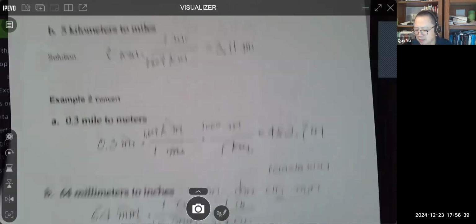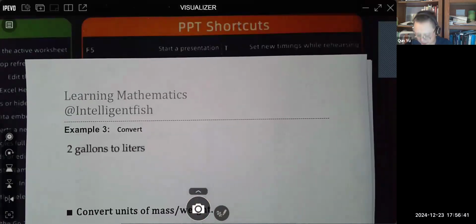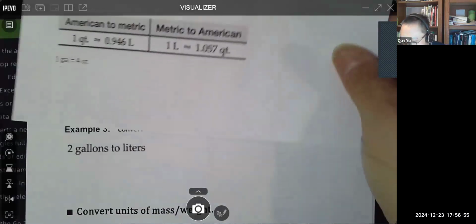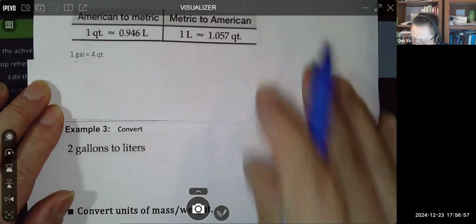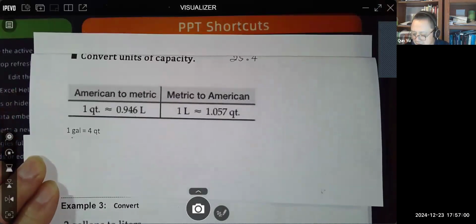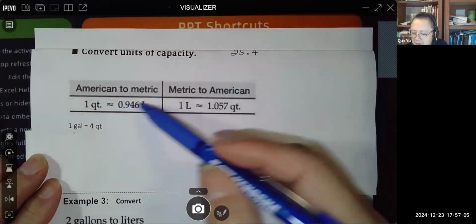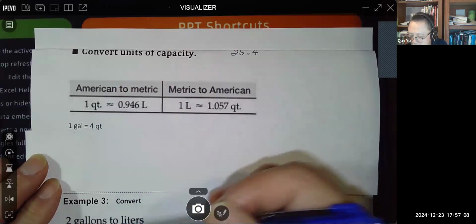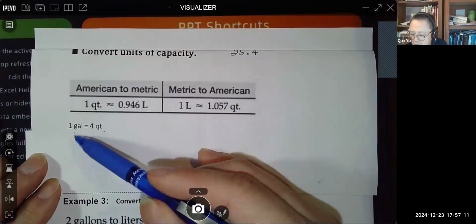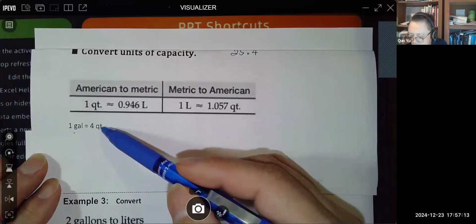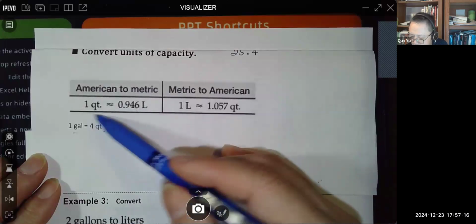So now let's look at our first example here. We want to convert from gallon to liters. Apparently, gallon is an English system, American system. Liter is a metric system. So now, if you look at this chart up here, we want to have liters in the end, but the direct relation is only between liter and quart. But we have gallon. That's why we need this. We go from gallon to quart, then go from quart to liter. The quart is our bridge.